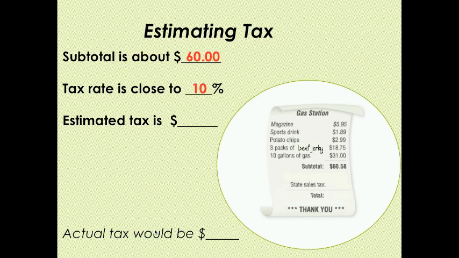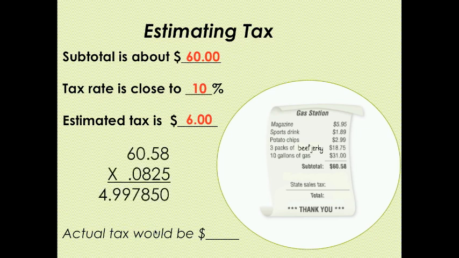So when I find 10% of $60, that's a pretty easy one we should be able to do, and that's $6. So this $6 is actually an estimated tax amount. If we look back to earlier, our actual tax amount would be about $5. So I want you to notice the difference there. It was about $1 difference because we rounded our subtotal down, but we rounded our tax up to 10%. So you know it has to be a little bit less than $6. In this situation, we take our subtotal, add it to our sales tax, and get a total of $65.58.